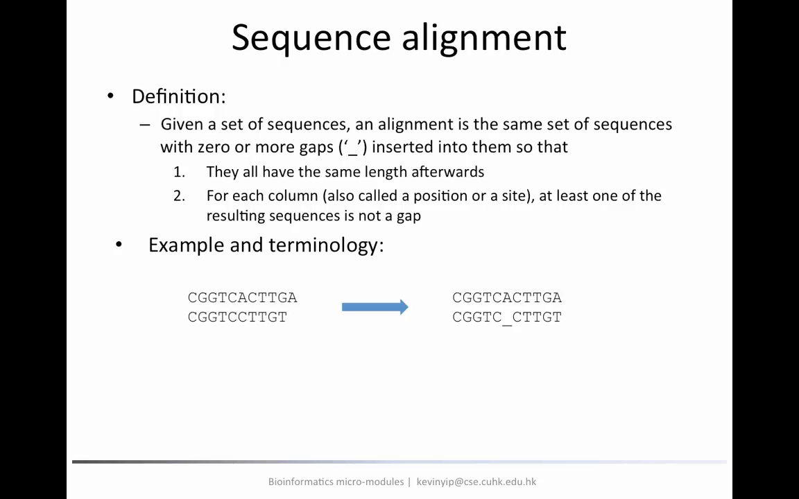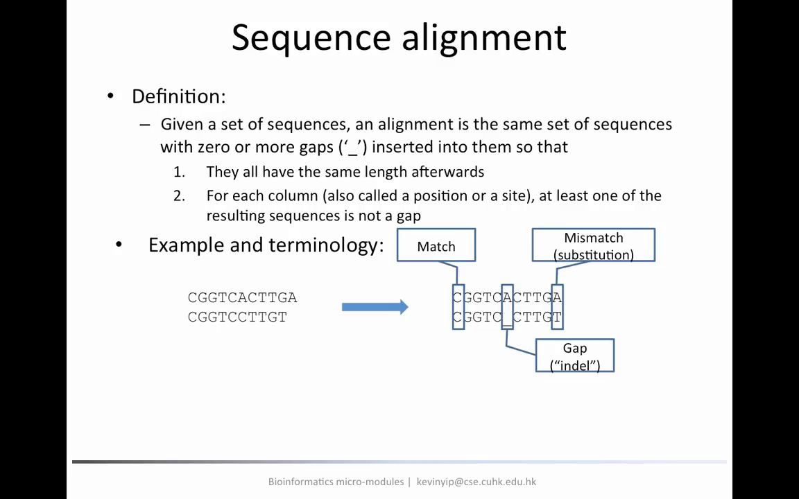There are some terms that we commonly use when we talk about alignments. If we look at the sequences and we find the two sequences have the same character, we call that a match. If they have different characters, we call that a mismatch. If one of them contains a gap, we call that an indel. Indel stands for insertion and deletion. The reason that we call it in this way is because evolutionarily, we are not sure whether that is due to an insertion to the first sequence or a deletion to the second sequence.